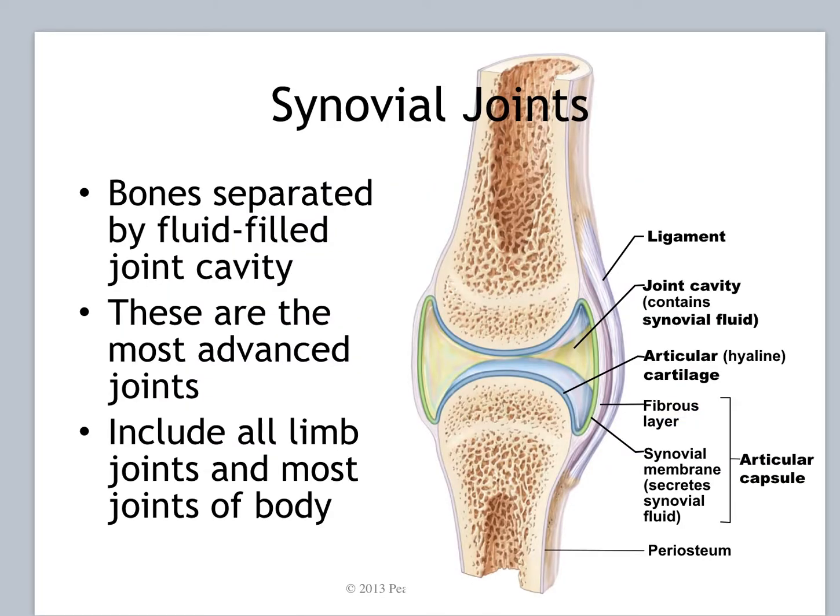The synovial joints are the high-end joints of the body. These are the most advanced joints. These are fluid-filled cavities. They include all the limb joints and most of the joints of the body. We're going to look at the different aspects of the synovial joint.